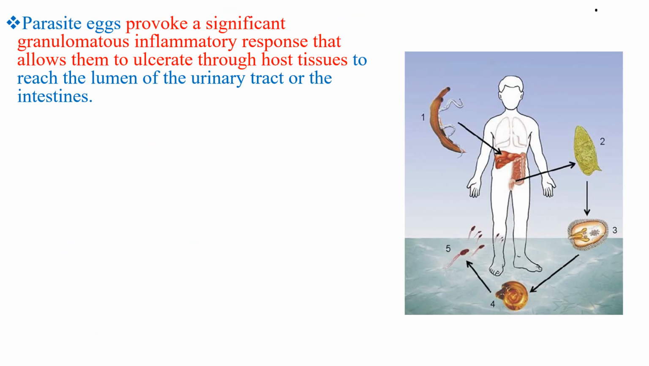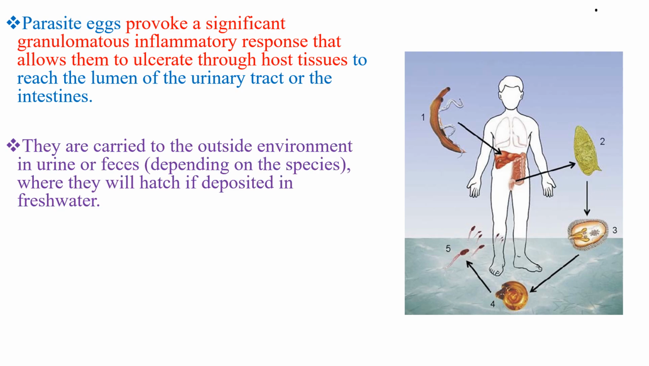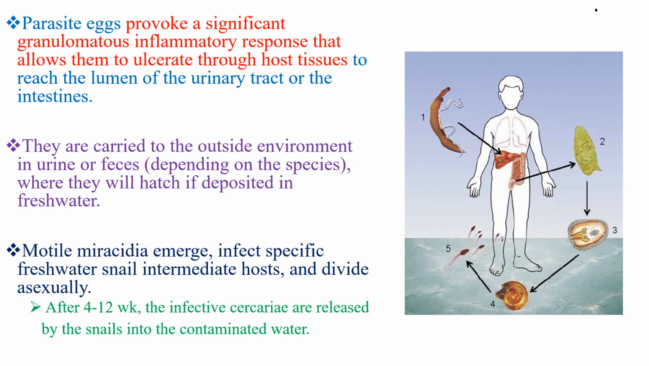Parasite eggs provoke a significant granulomatous inflammatory response that allows them to ulcerate through host tissue to reach the lumen of the urinary tract or the intestine. They are carried to the outside environment in urine or feces, depending on the species, where they will hatch if deposited in fresh water. Motile miracidia emerge, infect a specific freshwater snail intermediate host, and divide asexually. After 1 to 3 months, the infective cercariae are released from the snail into the contaminated water.